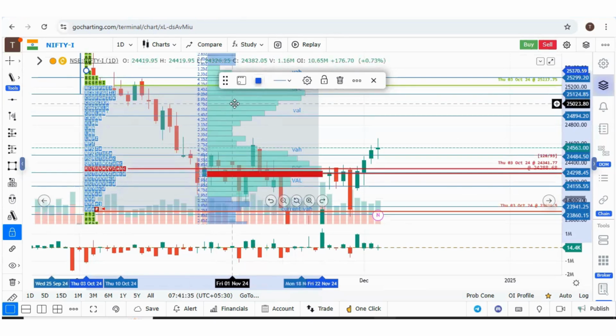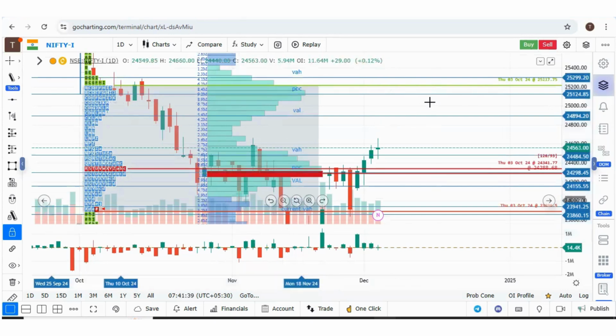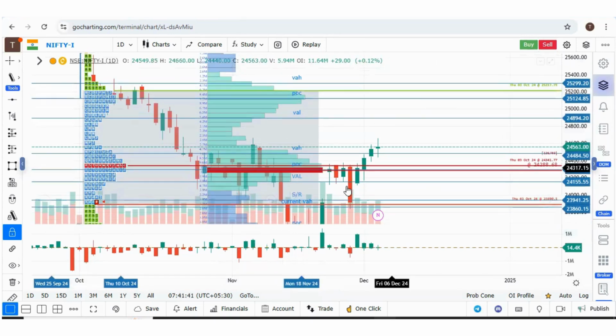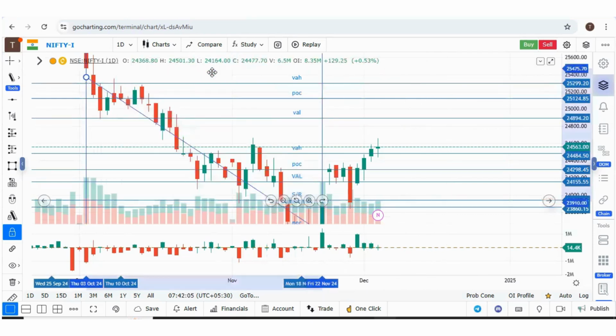As I have already explained in the video on how to draw the levels, you have to find the thick volume region where you get a proper D shape. So this is one value area, this is another value area. The same thing can be confirmed from market profile as well as volume profile, and this is the area where we can expect a fast imbalance move. Because these levels are still intact, I am not going to draw any new level.